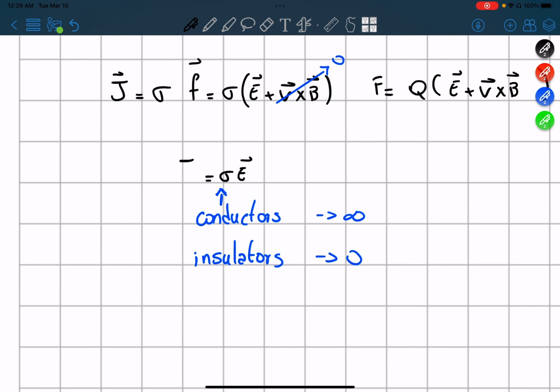And one more thing, actually, is that this formula right here is what's called Ohm's law, which is going to become pretty important in the future.